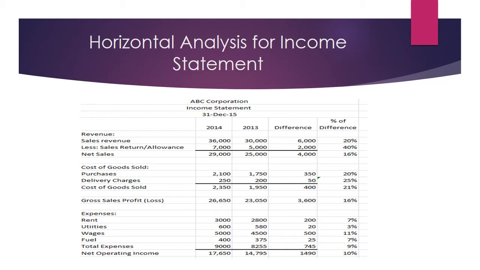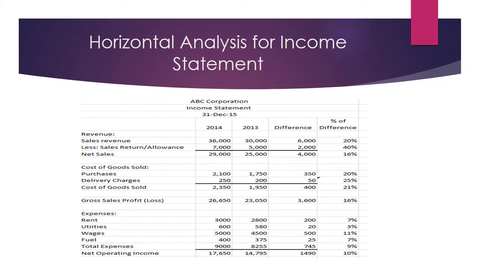For instance, for my purchases for 2013, my base year, I had 1,750. I had more purchases in 2014, an increase to 2,100. The difference is 350, and it was an increase of 20%. Delivery charges also increased by 25%. So my overall cost of goods sold increased by 21%. So even though my net sales were up, my cost of goods sold was also up.